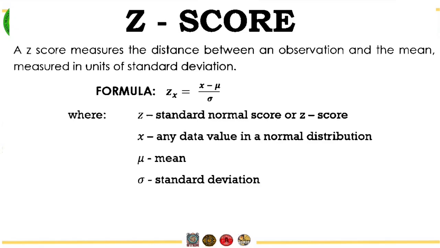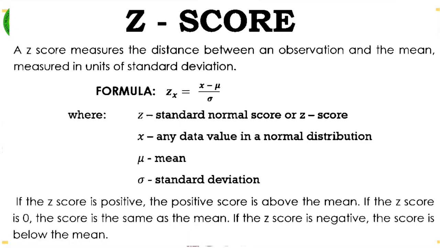Okay, so let's have some examples so that we can understand further what the purpose of this formula is. If the z-score is positive, the score is above the mean. If the z-score is 0, the score is the same as the mean. If the z-score is negative, the score is below the mean. So those are some basic concepts about z-score.